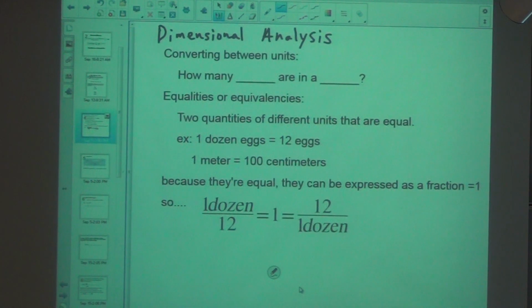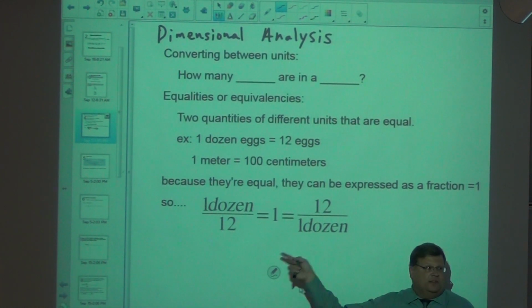And so it doesn't matter which way we write that. We can flip that upside down, like we have here, we got 12 on top of 1 dozen. It's still going to equal 1 because the top numerator amount is the same as that denominator bottom amount. Always equals 1. And the reason why that's important is because we're going to use that as a math process, because of that 1. Because we're going to multiply by these fractions.